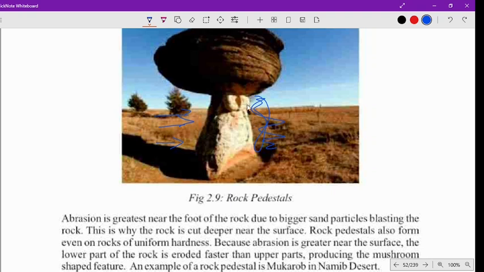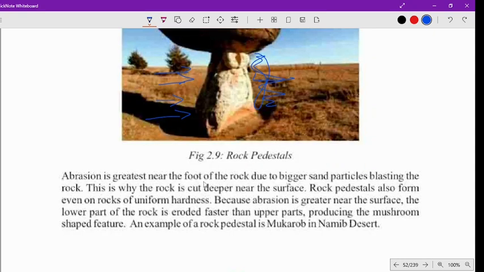This will produce a feature called rock pedestals. So as you can see here in this picture, it seems as if abrasion was most active towards the base of this rock. This is because towards the foot of the rock, the sand particles blasting the rock are very much. This is why the rock is cut deeper near the surface. There is a lot of sand coming at this height. So because abrasion is greater near the surface, the lower part of the rock is eroded faster than the upper parts, producing this feature which looks like a mushroom.